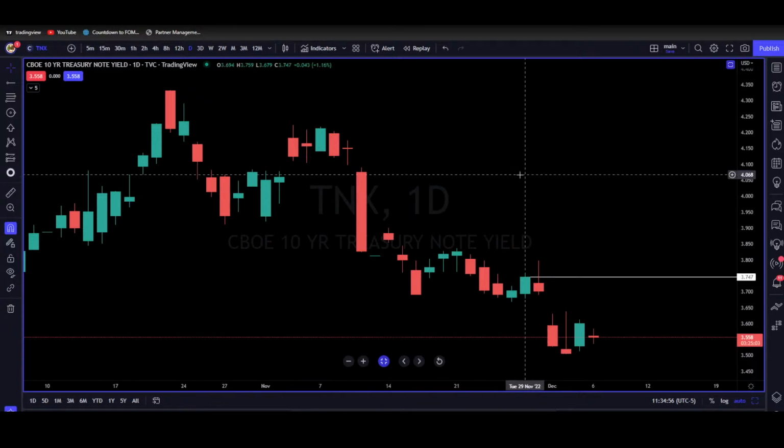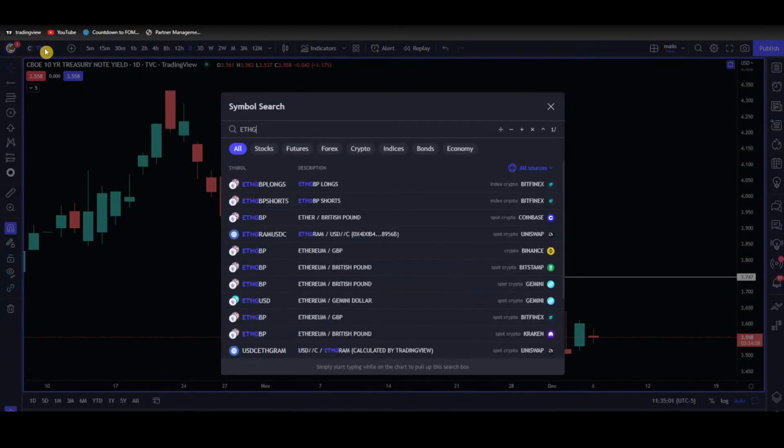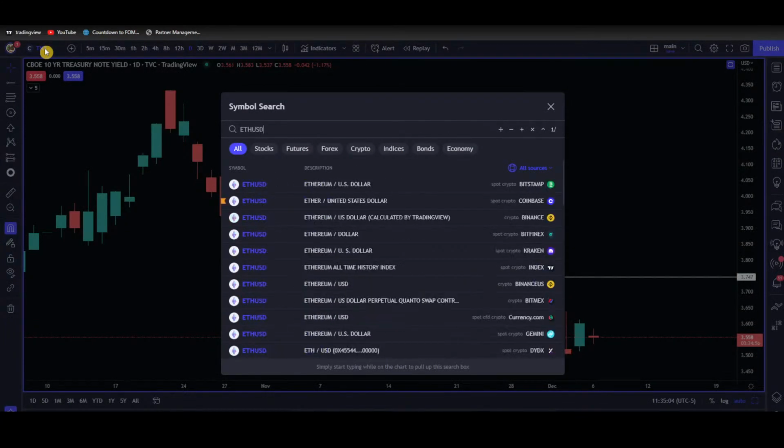ETH at 1245. Take profit 1256. Let me look at ETH for you, Pepe, and then we'll wrap it up.